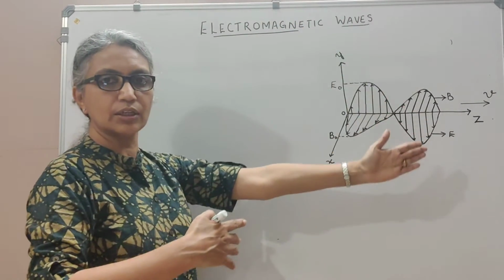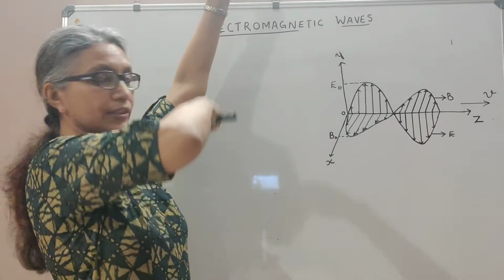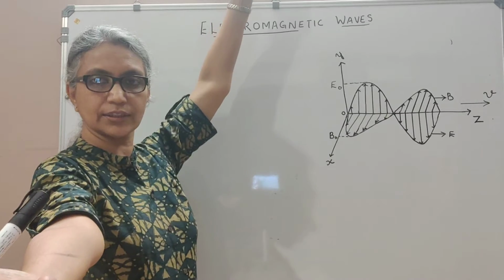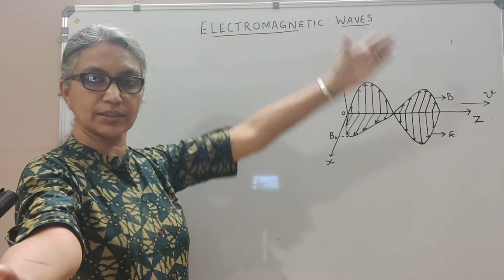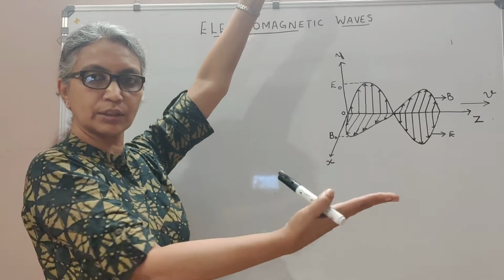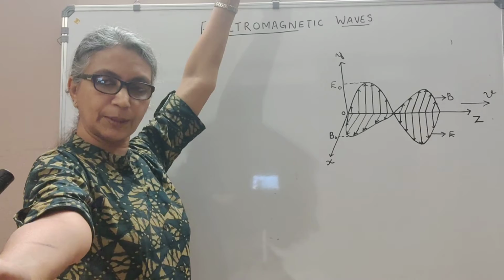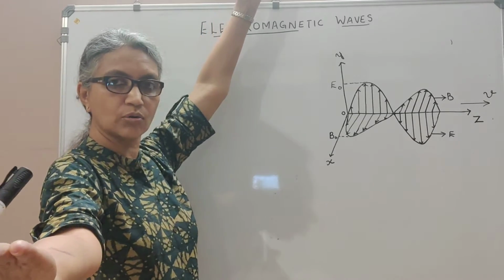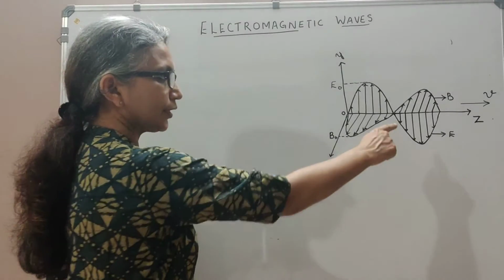So you will see you will have an electric field. If this is the z-axis, and let's say this is the y and this is the x-axis, you will see you have an electric field that is oscillating in the y-z plane, and a magnetic field that is oscillating in the x-z plane, the two being perpendicular to each other and also perpendicular to the direction of propagation. So that is what we see here.